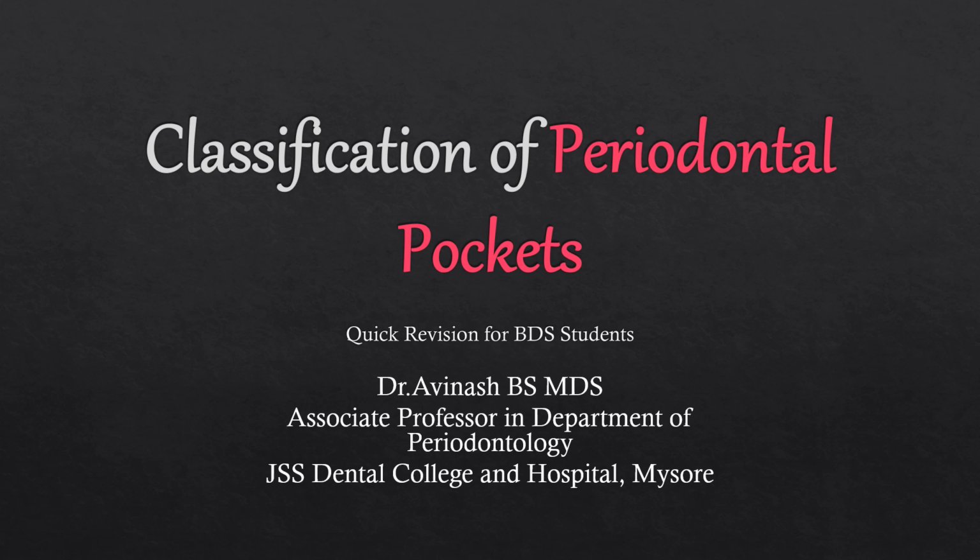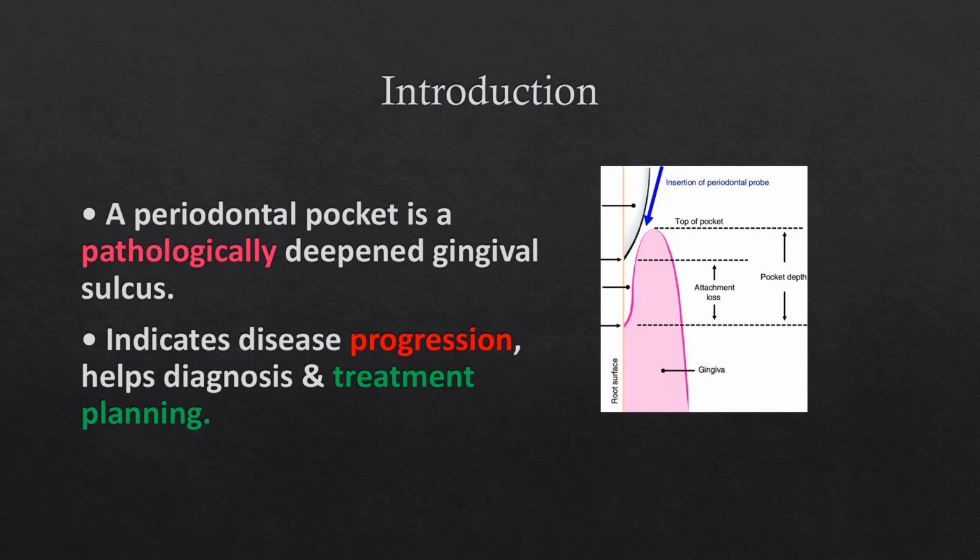It's an important concept for BDS students, especially useful for quick exam and viva revision. Periodontal pockets are pathologically deepened gingival sulcus. Their classification helps in diagnosis, prognosis, and treatment planning. Let us look at different types of pockets.